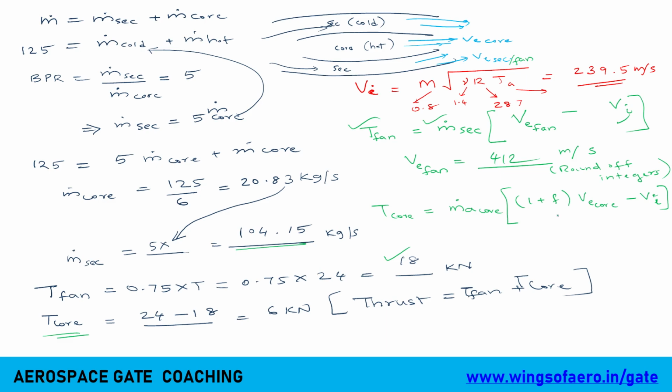Is it clear? Now how can you find F? What is F? Mass flow rate of fuel by mass flow rate of air, MF by MA. But which one are you going to use? MA core, ma'am. Very good. So substitute that. You know VI, you know this. From here you are going to find F, and VE of the core you can find out.